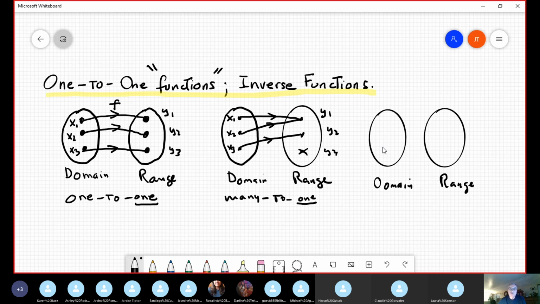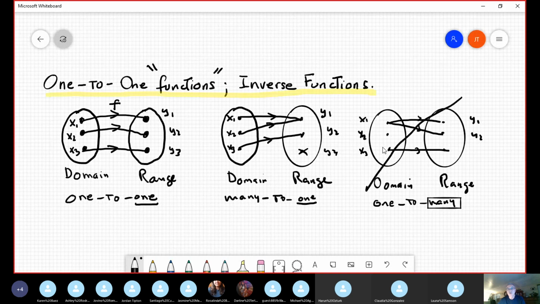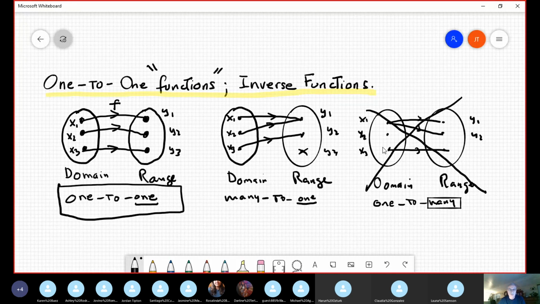And we have the third situation in which x1, x2, x3, in which one element in the domain is associated with two elements in the range. This is y1, this is y2. And this I don't care about. This is one to many. Entonces, this is totally a violation of the definition of the function. Entonces, this is not a function. The only functions are one to one and many to one.